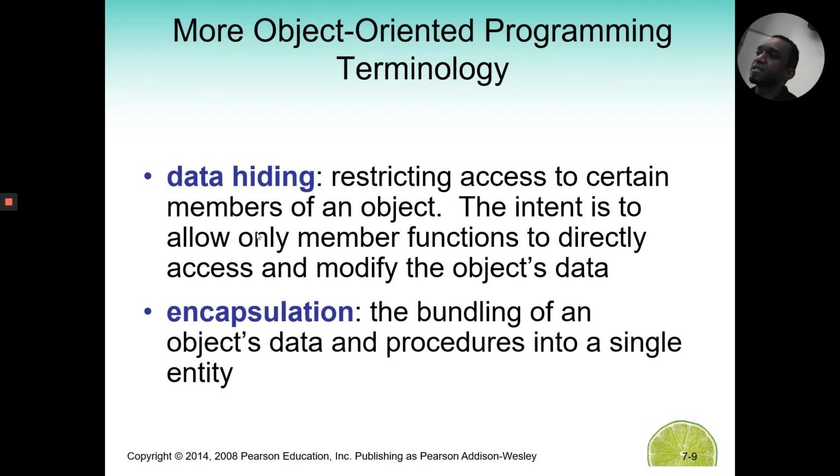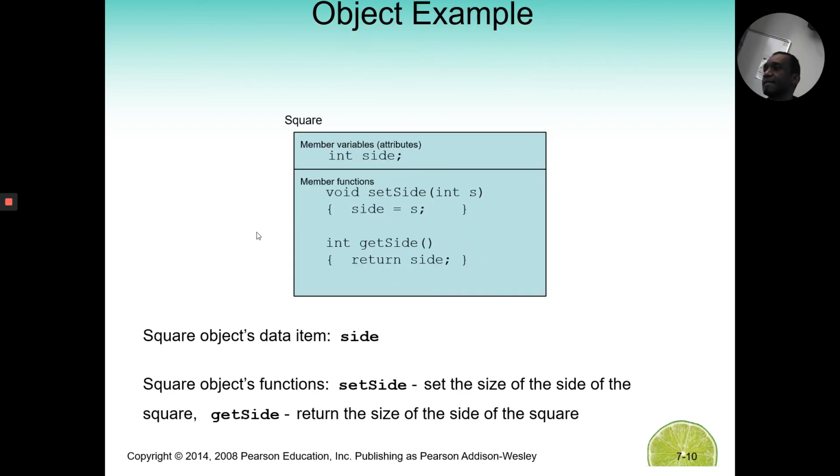So data hiding is restricting access to certain members of an object. The intent is to allow only member functions to directly access and modify the object's data. Encapsulation is the bundling of an object's data and procedures into a single entity.